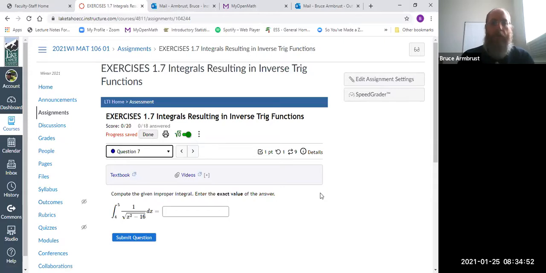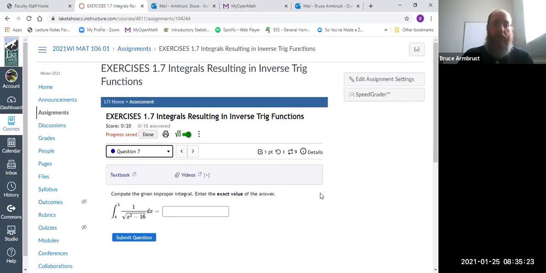All right, so this one just says compute the given improper integral. It says enter the exact value of the answer. Okay, so I know it just says improper integral. We haven't talked about improper integrals, and it's not supremely relevant to this right now. But what it means is that one of the endpoints has an issue with it.